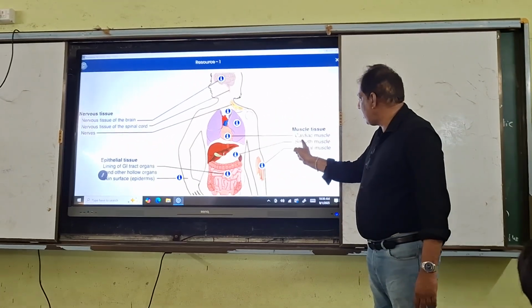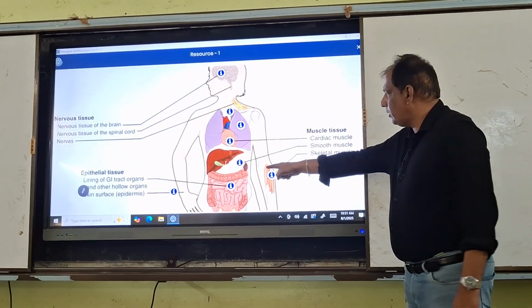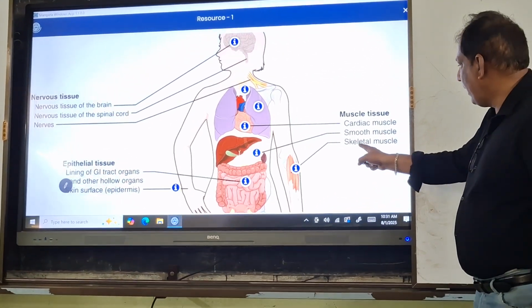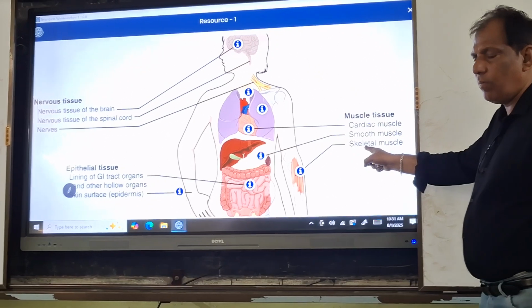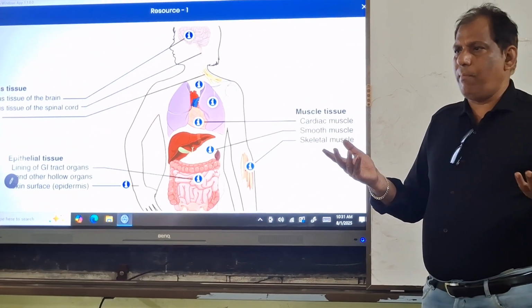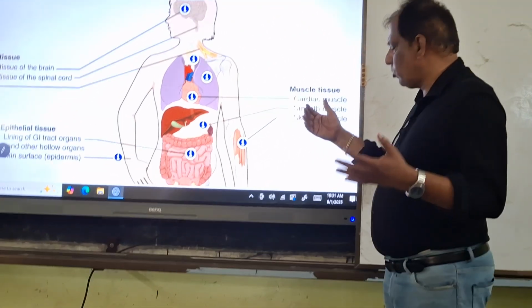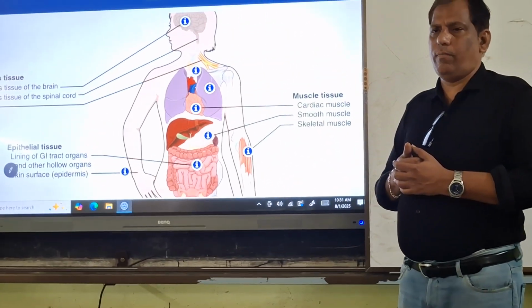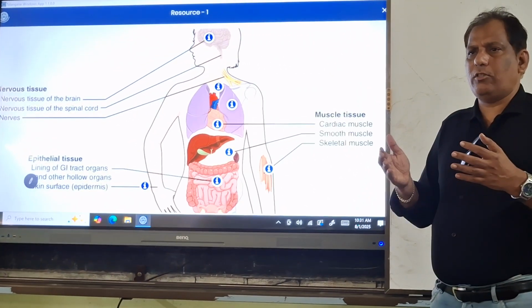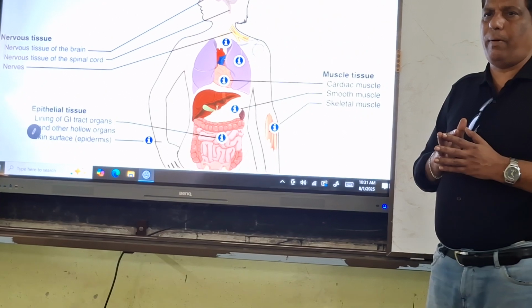The next is smooth muscle. Can anyone say where you observe the smooth muscle? In the stomach region. And what is the third muscle tissue? Skeletal muscle tissue. You can easily guess, skeletal muscle is associated with the bones. It may be in the limbs or present in different kinds of bones.